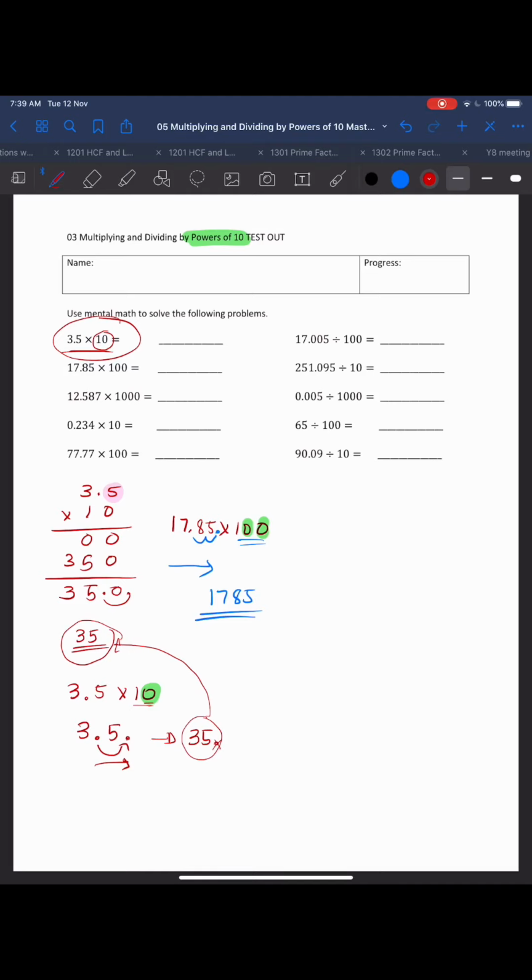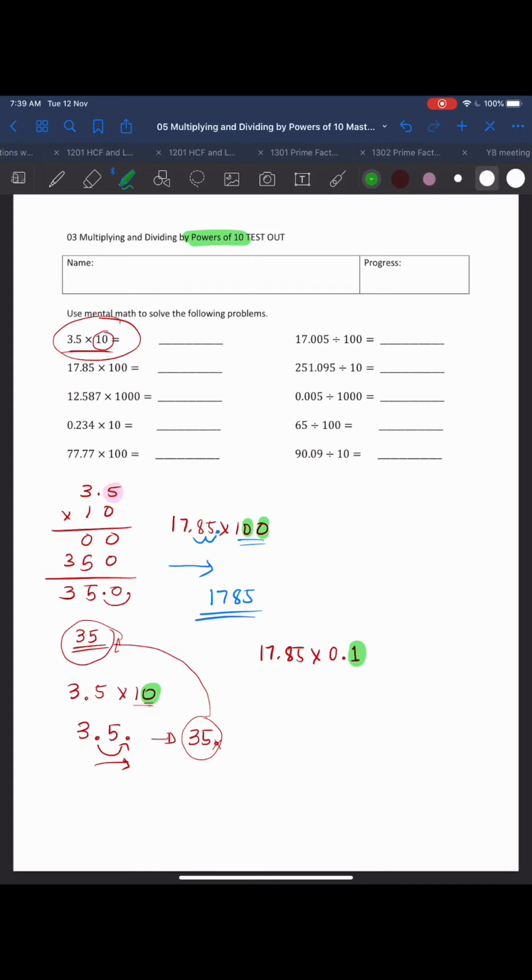Now, what if we are multiplying by a decimal? Let's look at the difference. Okay, we're using the same number, 17 and 85 hundredths, times 0.1. Okay, so what's happening here? We have 1 decimal place, so that means we are getting a fraction or something smaller.